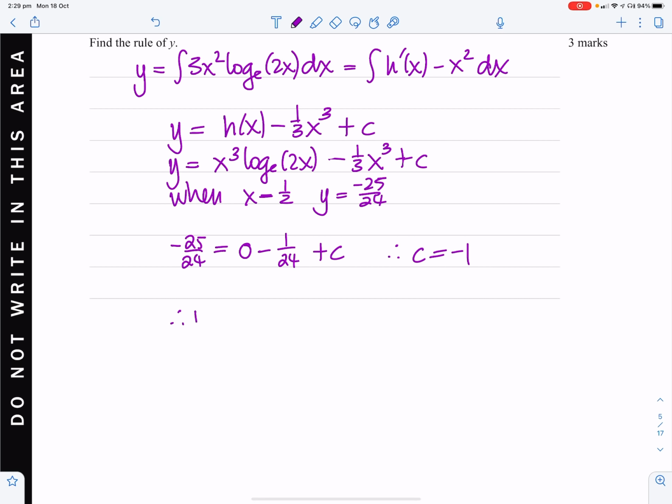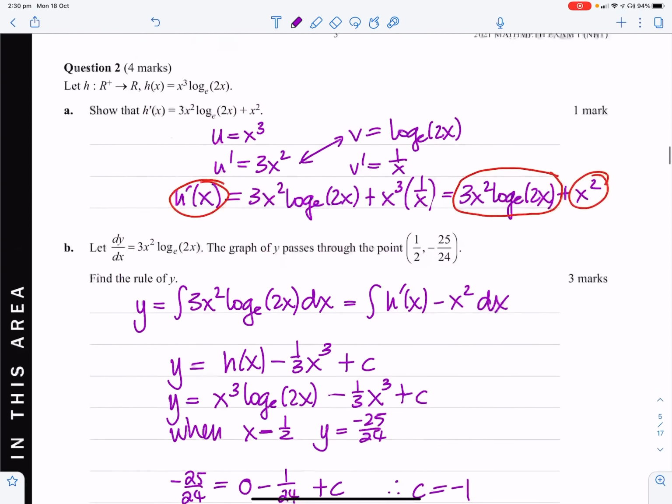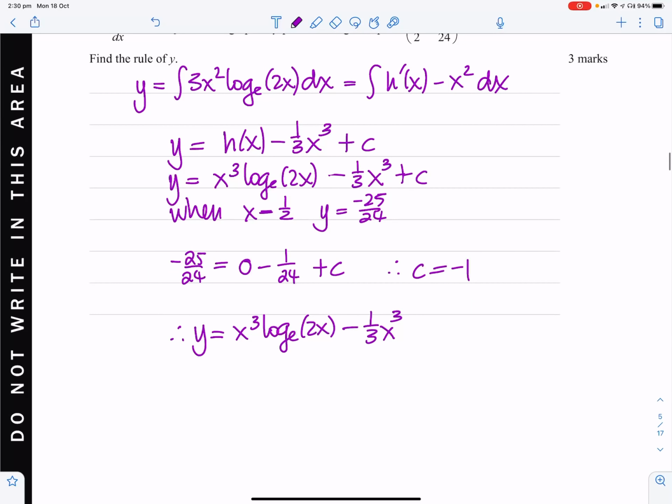So we can say y is equal to x cubed log e 2x minus 1/3 x cubed minus 1.